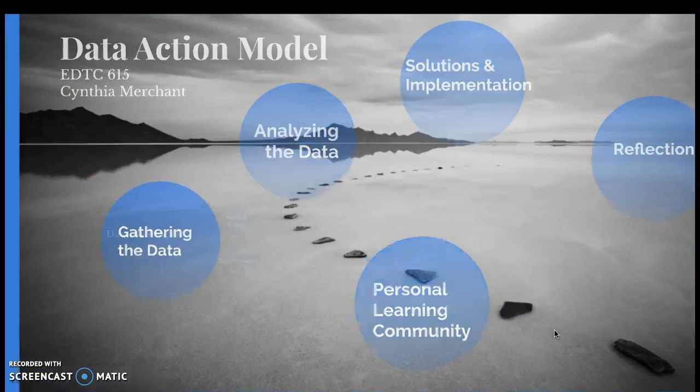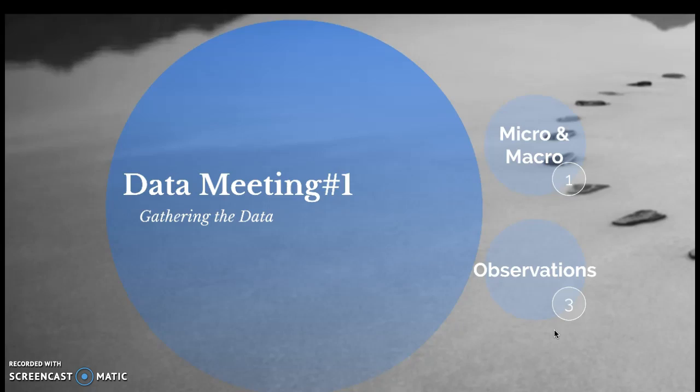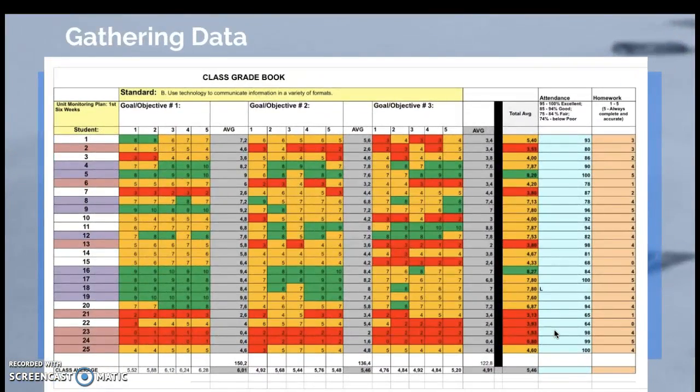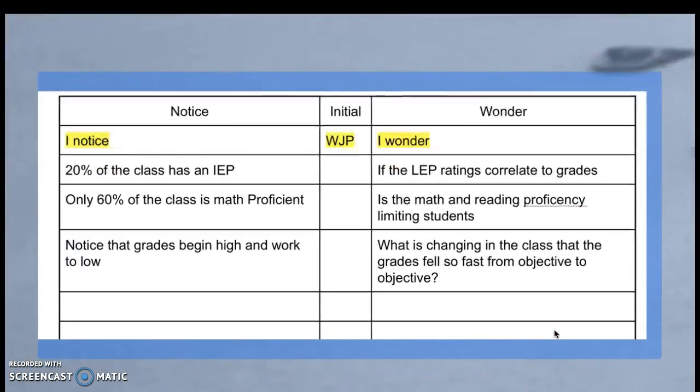Gathering the data. First, we began with data meeting number 1, where we collected both micro and macro student data that evaluated students' use of technology tools to communicate information in a variety of formats. Through our initial observations, we formed notice and wonder statements in a shared document, which led us to our exploratory questions.